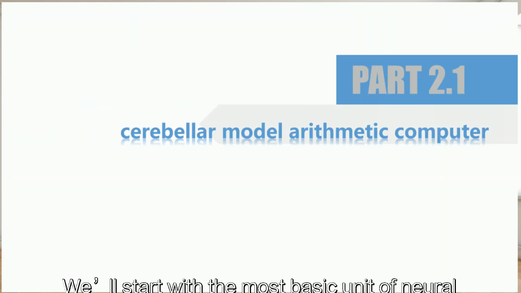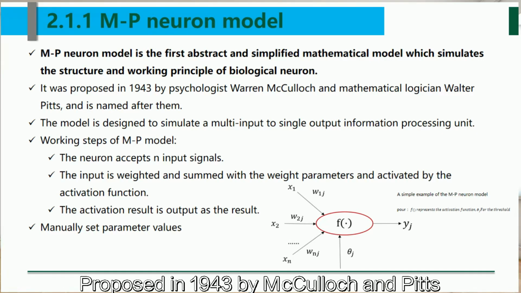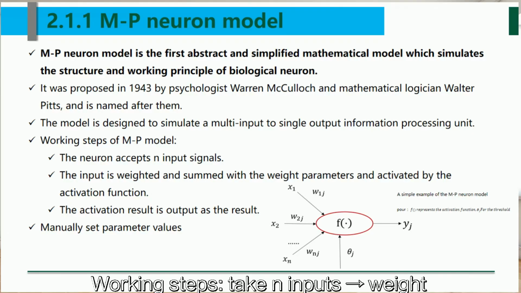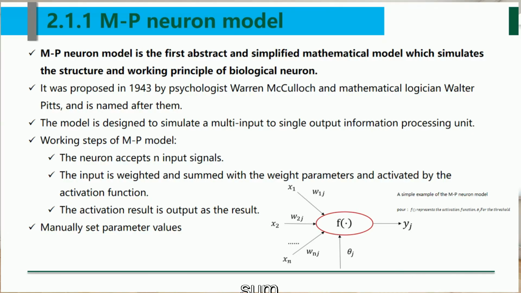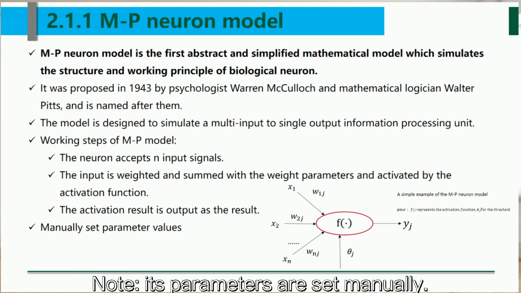We'll start with the most basic unit of neural networks, the MP neuron model. Proposed in 1943 by McCulloch and Pitts, it's the first math model abstracting biological neurons. It's a multi-input, single-output unit. Working steps: take n inputs, weight, sum, pass through an activation function to output. Note, its parameters are set manually.